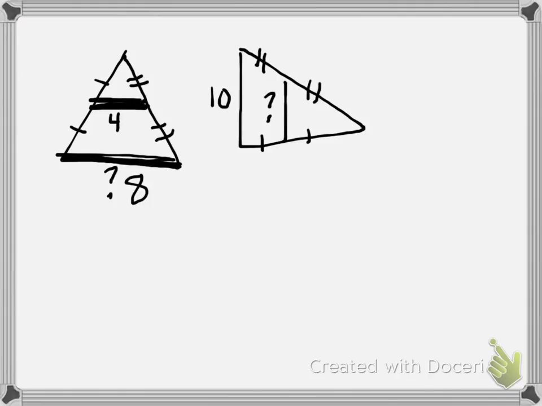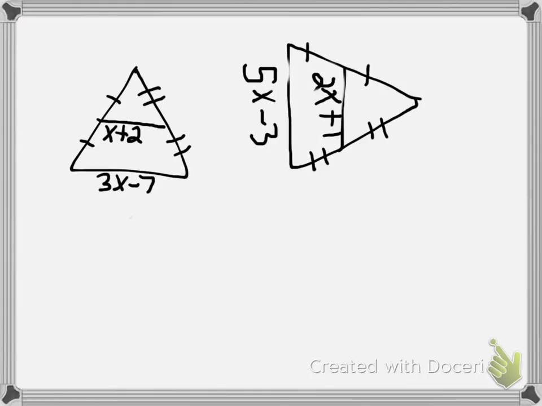Or vice versa. If I happen to know this one, this is my longer segment, my smaller segment is half of that size. If my big segment is 10, then I automatically know that the smaller segment on the inside is going to have to be 5. So you have a couple of those in your homework where it's just giving you a regular number, and you just have to find the segment. I may give you the longer segment or the smaller segment. Again, if you need anything from this, pause the video.